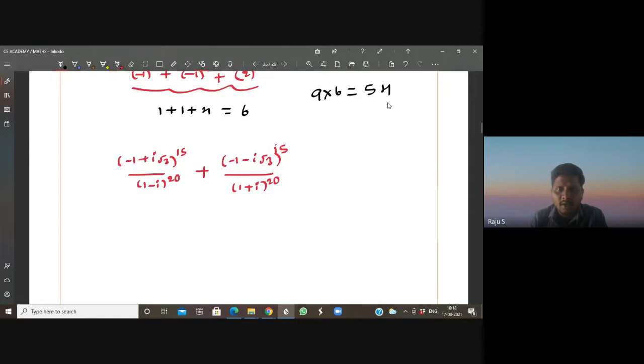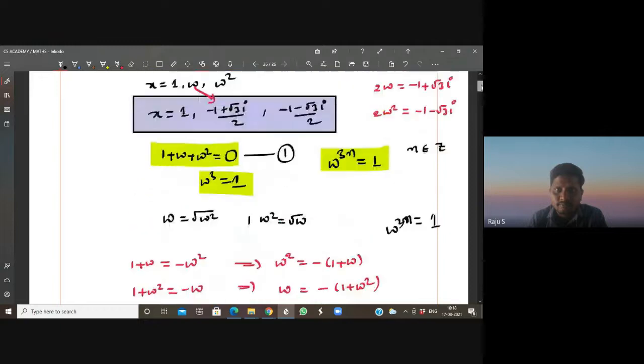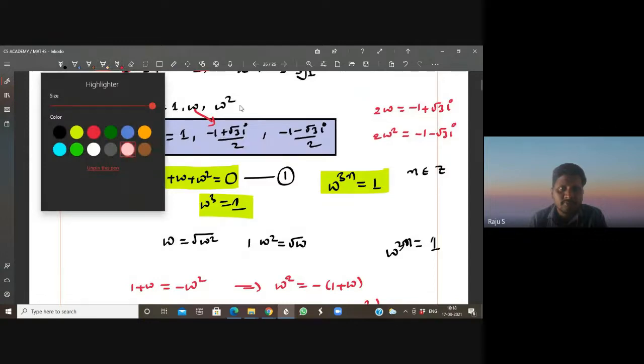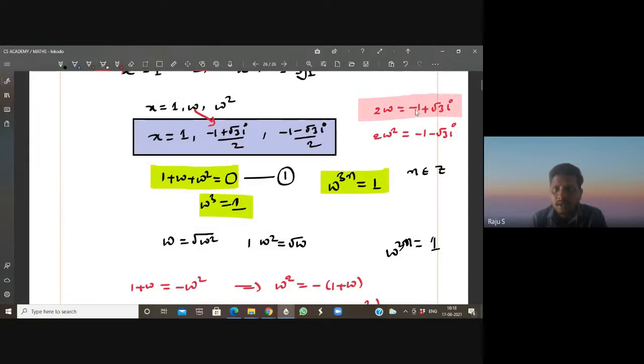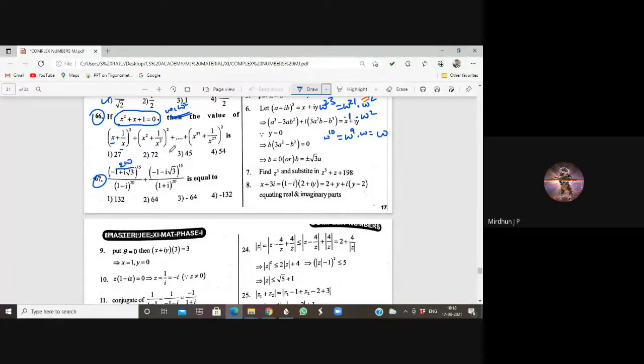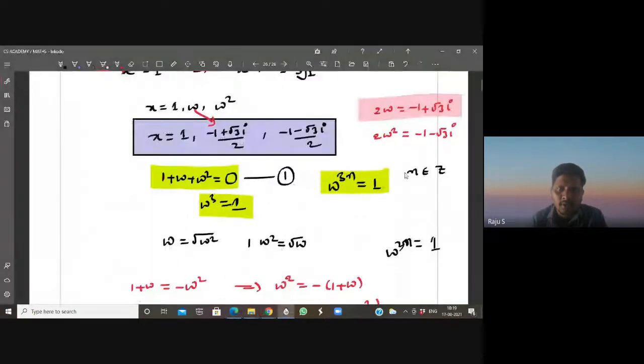See, students, just now I have written something here. What do you observe here? What is the value of minus 1 plus root 3 iota? This value, shall I write 2 omega? And this, minus 1 minus root 3 iota, 2 omega square. Shall I replace it with the help of this one, like cross multiply?